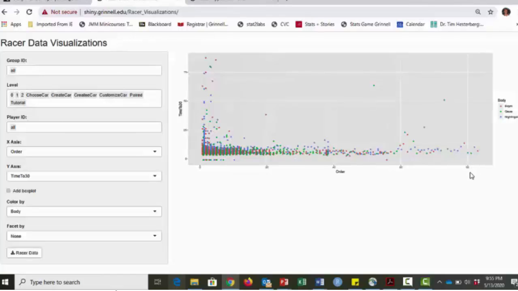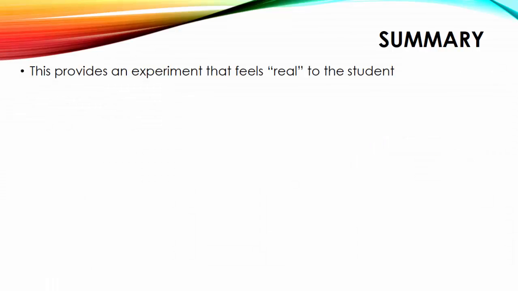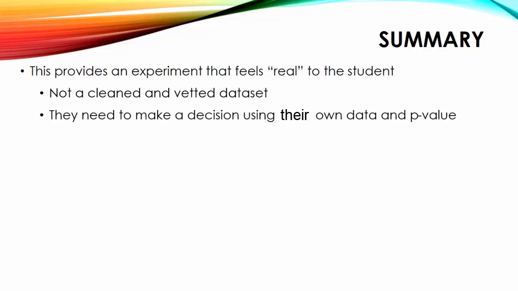One of the most surprising results of this activity is that student feedback consistently says it is so nice to finally conduct a real study in our statistics class. We use textbooks that we thought were using real data. But with this game, we are not working with a clean and vetted data set. Students need to make their own decisions about what to do with outliers and unusual observations.